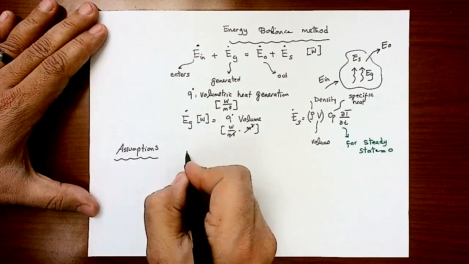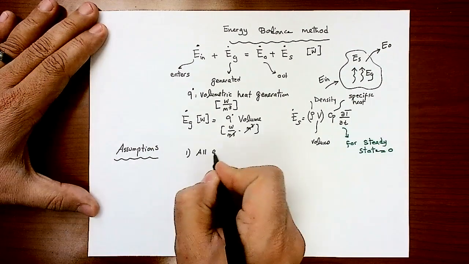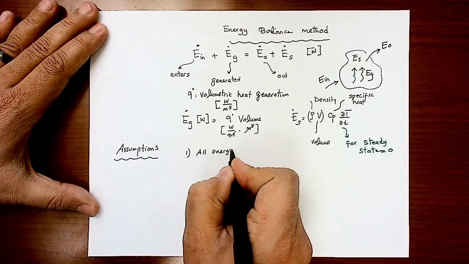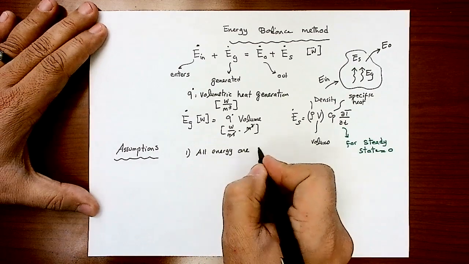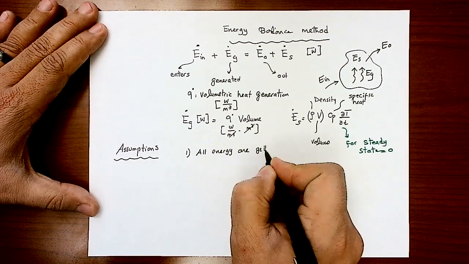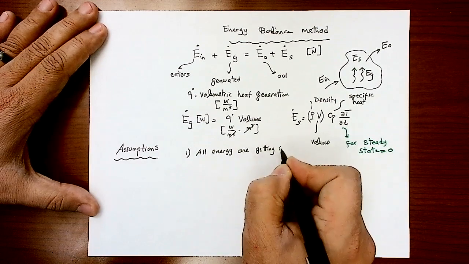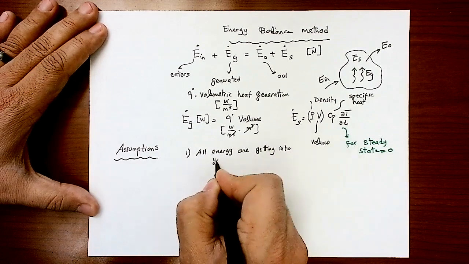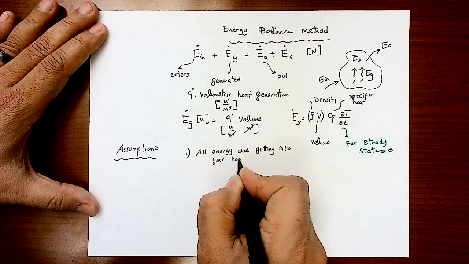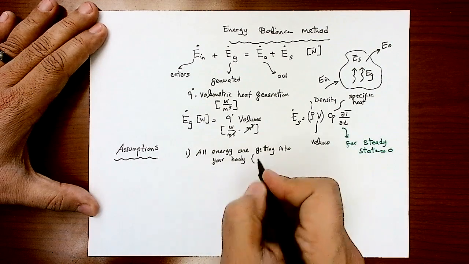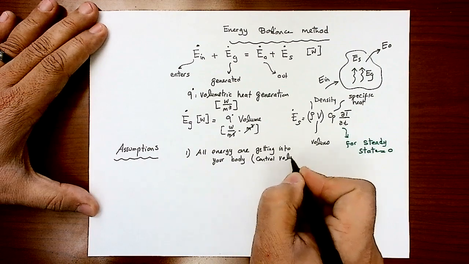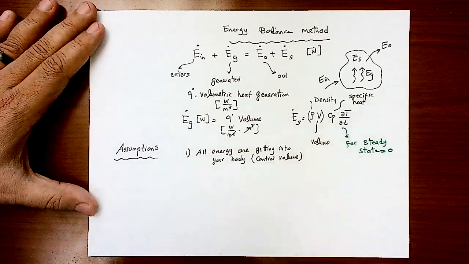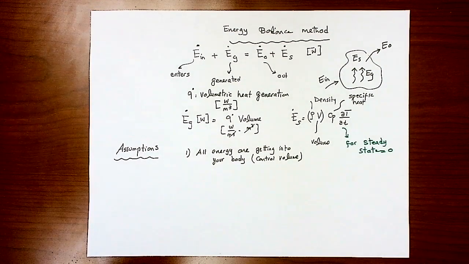Number one, we assume all energy is getting into your body, and between parentheses, I'm going to put here the control volume. So when you pick up a control volume, you assume all the energy is coming into it. Nothing is going out, okay?